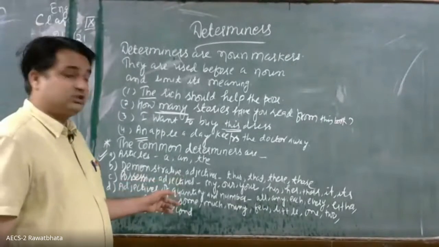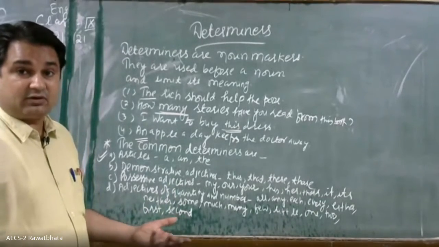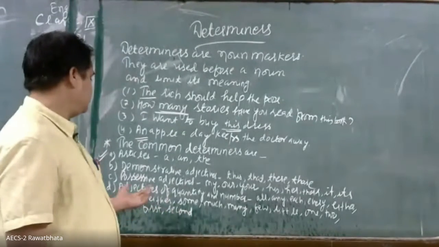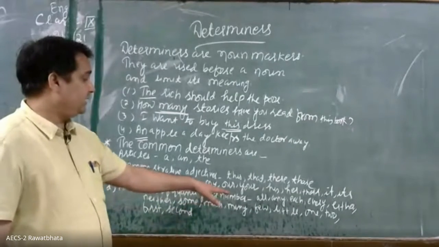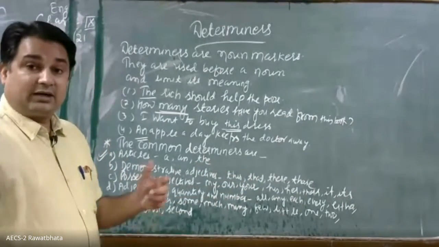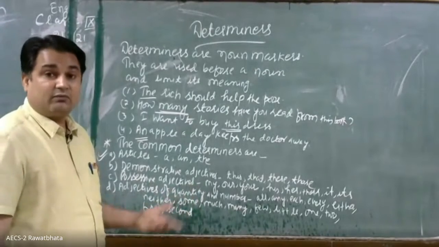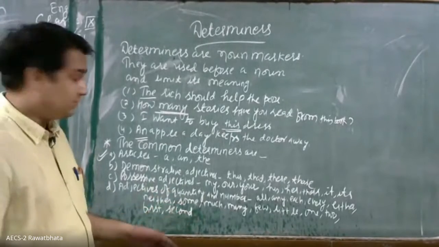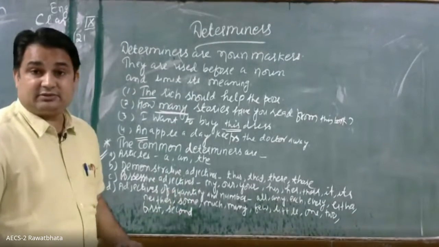So possessive adjectives, all these possessive adjectives which define the ownership, possession over something, that of somebody, they are all what? They are determiners. All these, my, our, your, his, her, their, what are these words suggesting? They are suggesting ownership. They are indicating ownership of someone over something. So all possessive adjectives are determiners.